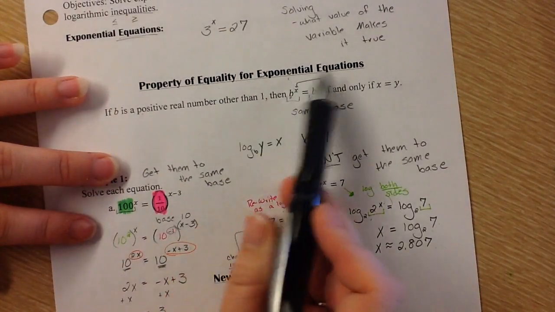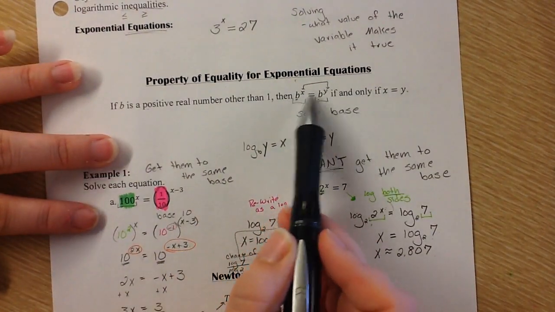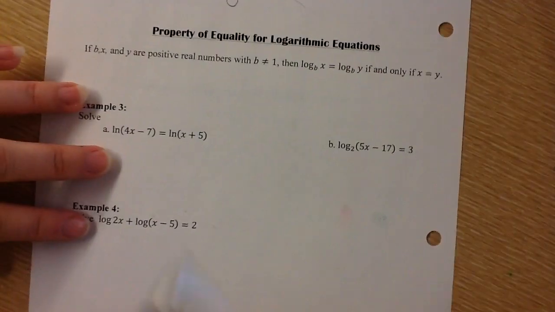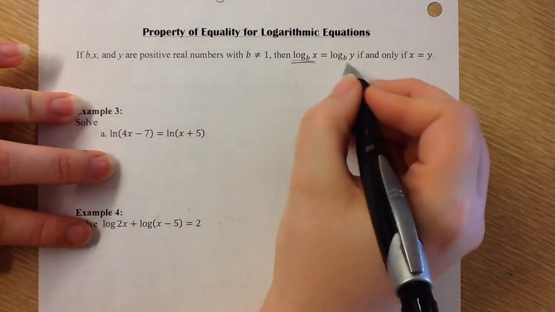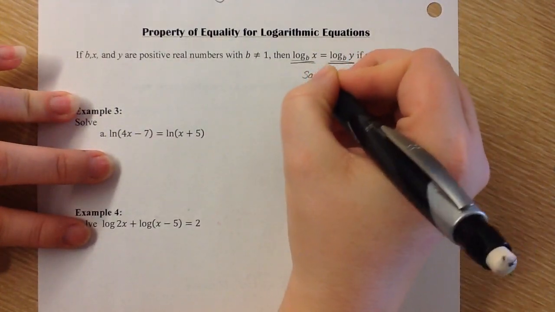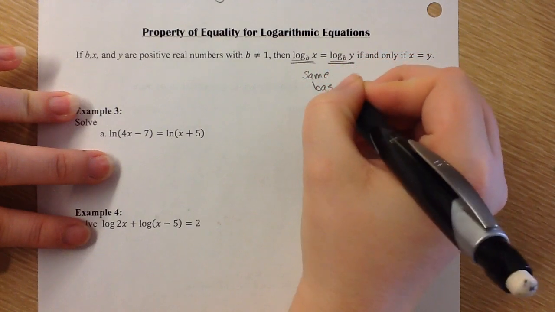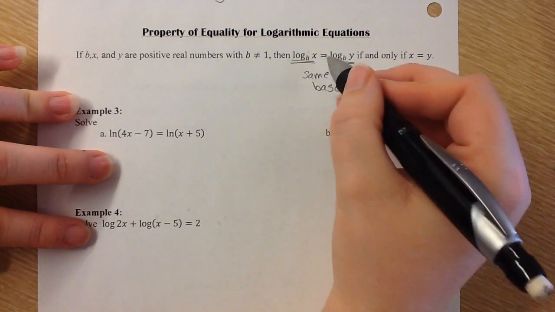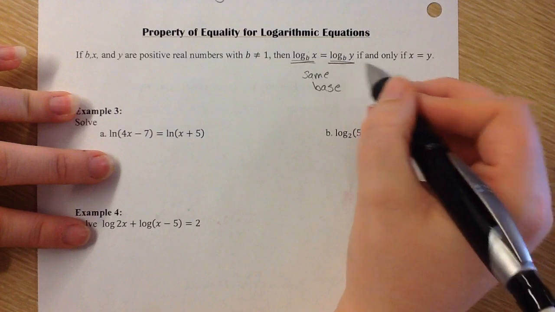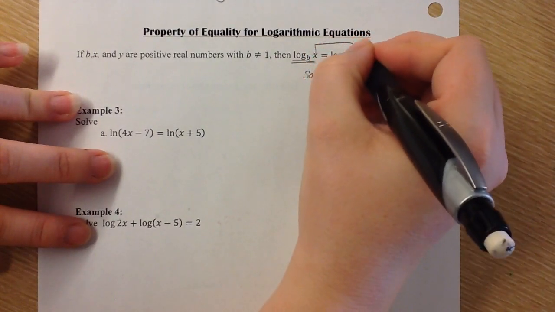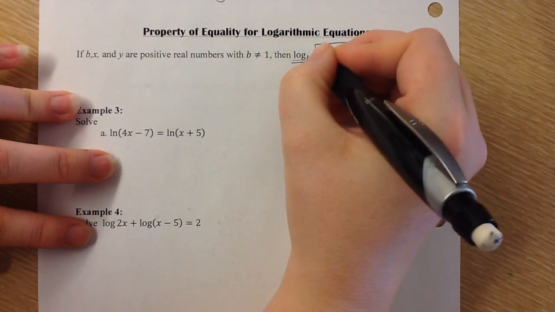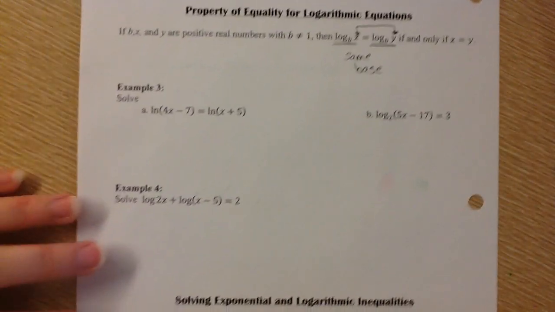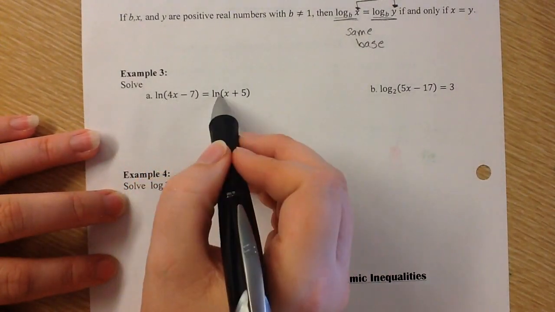Just like on this side, we had the equality property for exponential equations. They're only equal if their exponents are equal. We have the same for logs. Two logs are equal if they're, again, the same base. Log base b of x equals log base b of y if and only if x equals y. So the easiest way of solving these is if you have two logs of the same base.